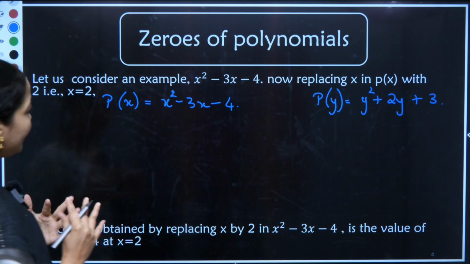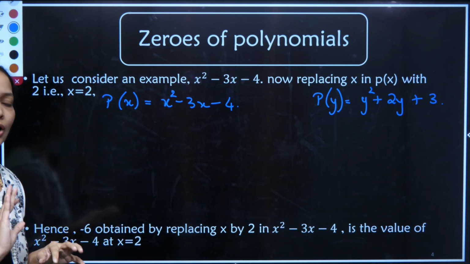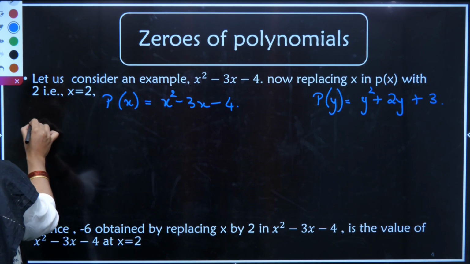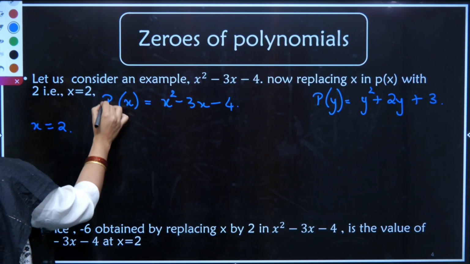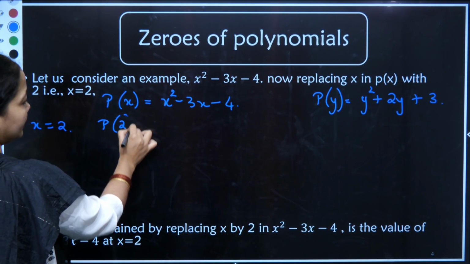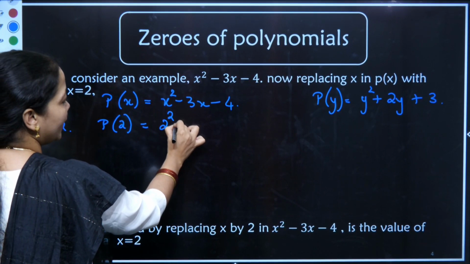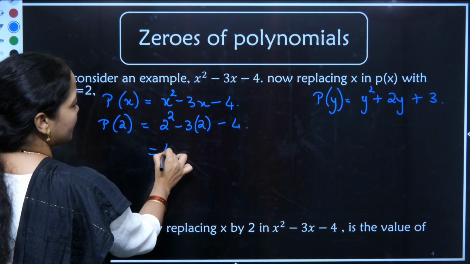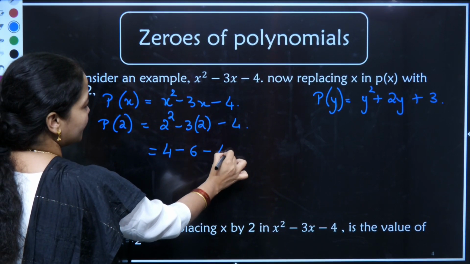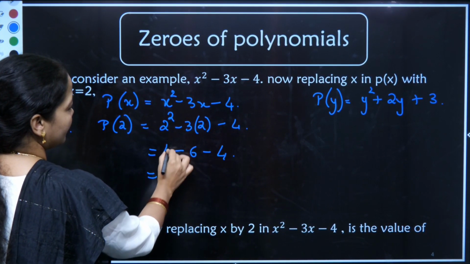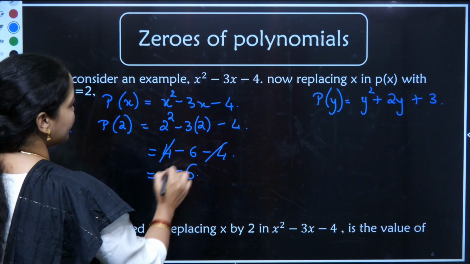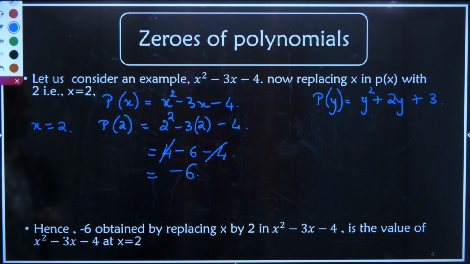Now I have to replace x with some number. For example, if I replace x with 2, this becomes p of 2, which is equal to 2 square minus 3 into 2 minus 4. This is 4 minus 6 minus 4. That is, 4 and 4 are getting cancelled and I have minus 6 as my answer.